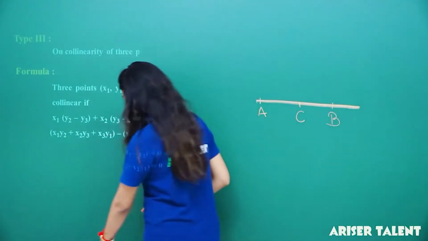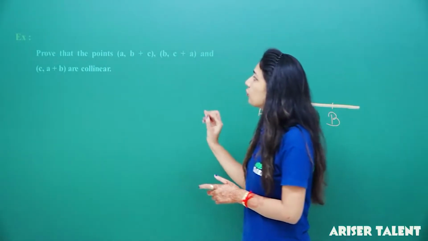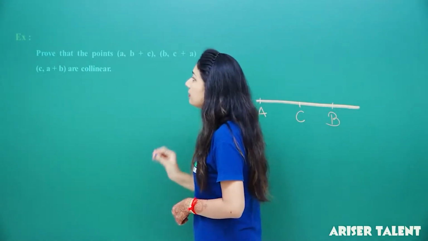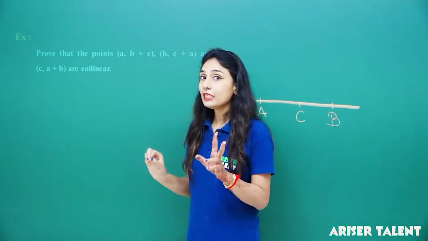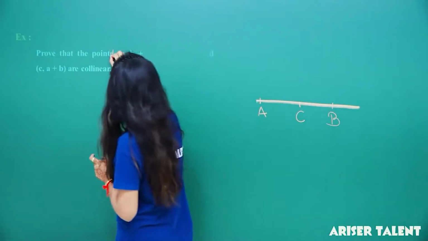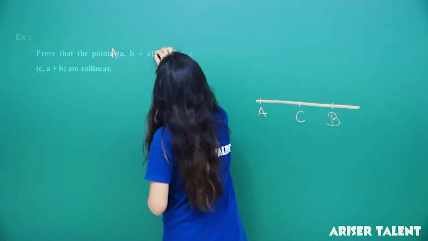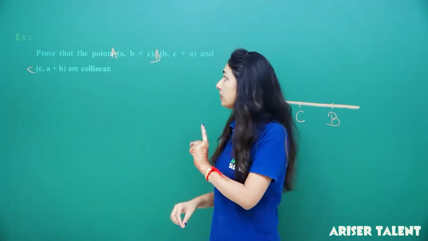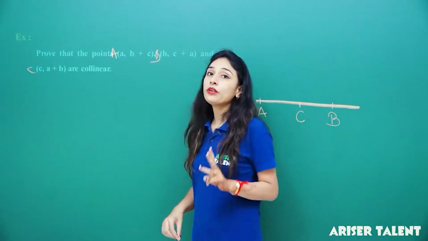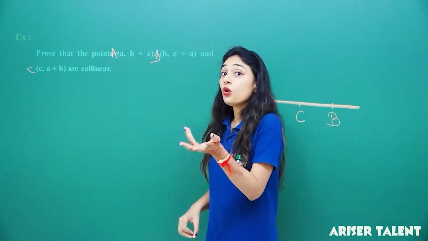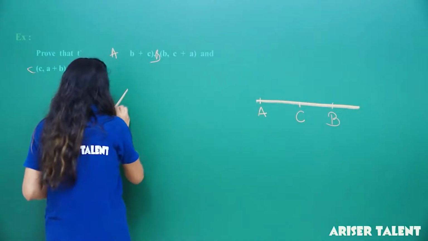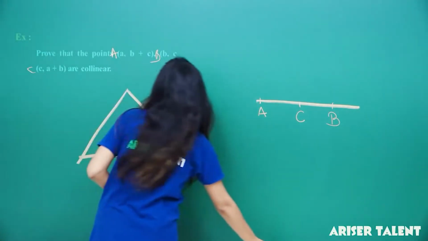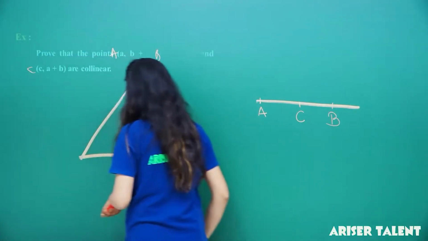Okay. So, talking about the question, we have to prove that the points A(b plus c), B(c plus a) and C(a plus b) are collinear. That means we have been given 3 points. Let's suppose this is point A, this is point B and this is point C. Now, we can have this triangle. Let's suppose this is a triangle, and we are having these points A, B, C.